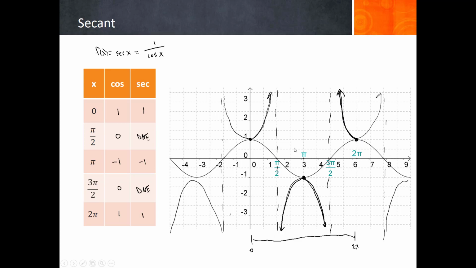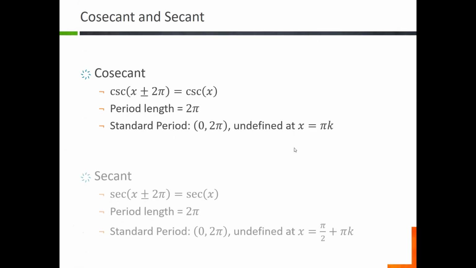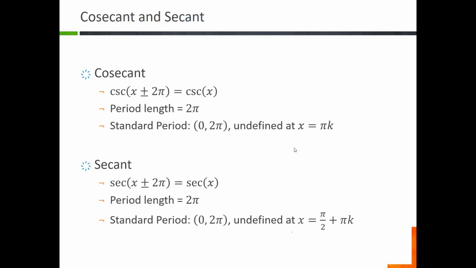Okay, so let's just summarize what we've seen for secant and cosecant. Both of them have a standard period length of 2 pi, which is just like normal for sine and cosine, and it goes from 0 to 2 pi. Cosecant will be undefined at every multiple of pi. Okay, so secant is undefined at all multiples of pi over 2.